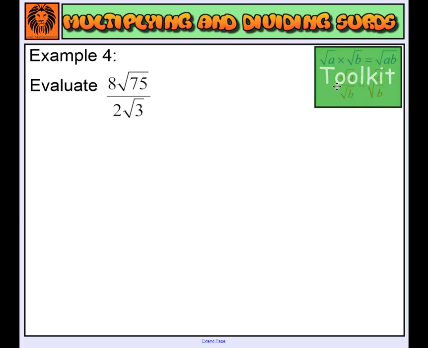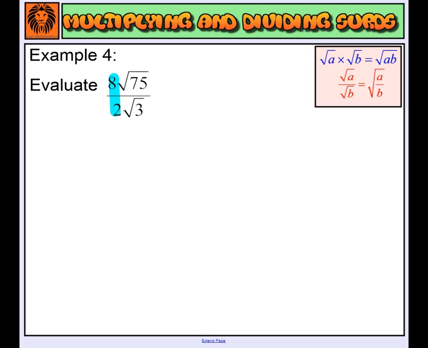Example 4. We have 8 lots of root 75 divided by 2 lots of root 3. Just like when we are multiplying, we can group together the whole numbers, and we can also group together the surds. We know that 8 divided by 2 equals 4, and when we divide surds, just like the dividing rule over here, we're going to get root 75 divided by root 3, which gives us root 25. So we've got our answer of 4 root 25. Now we can simplify this further, because we know that 25 is a square number. So the square root of 25 is 5, so this is 4 times 5, which equals 20.